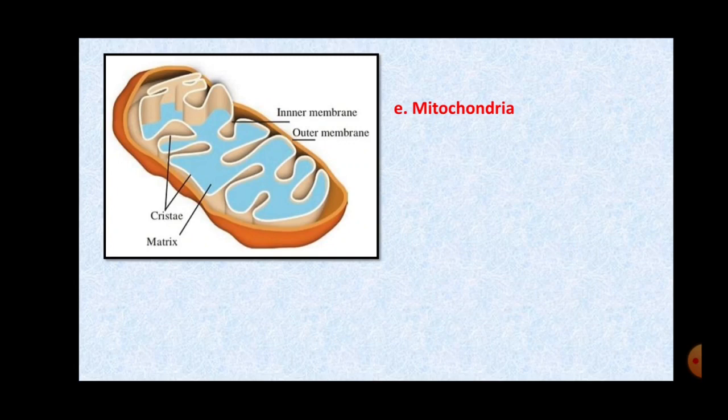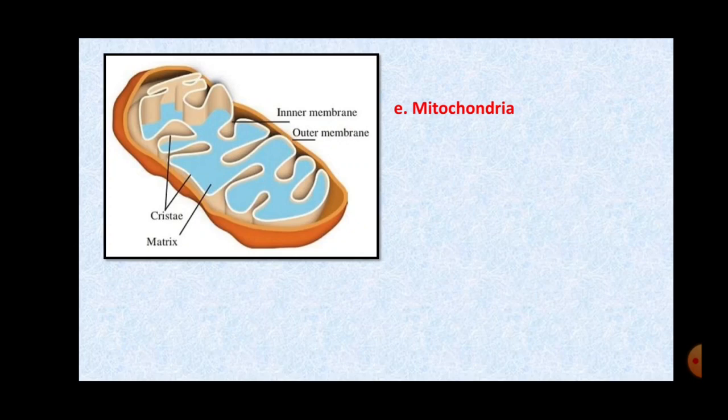Now let's see the structure of the mitochondria. The mitochondria is having double membrane. As you can see in the picture, the inner membrane and the outer membrane. The inner membrane is porous and it is deeply folded. You can see the folds, right? And these folds are called as cristae, like mountains. The inner membrane forms mountain-like structures which are called as cristae.